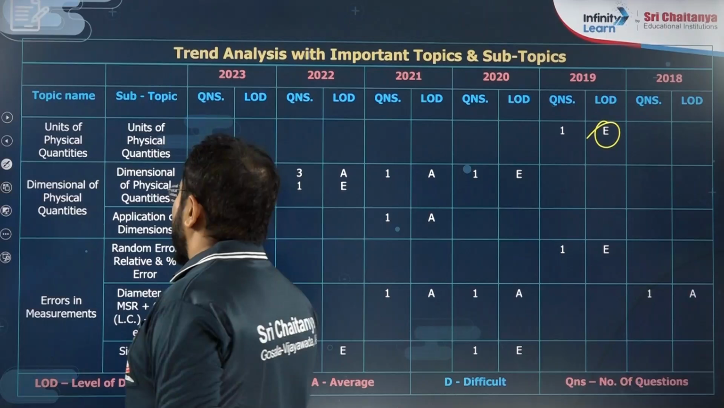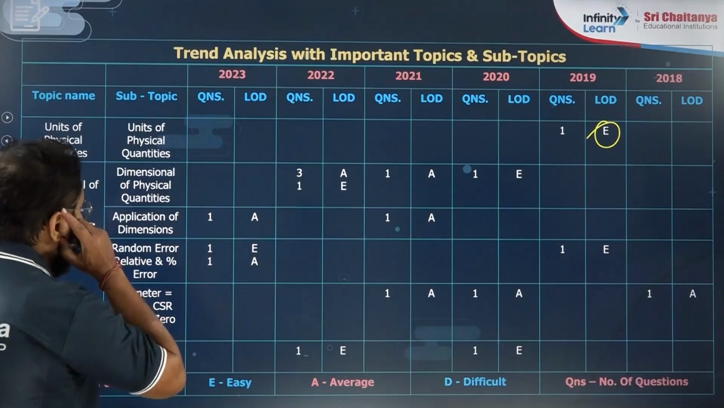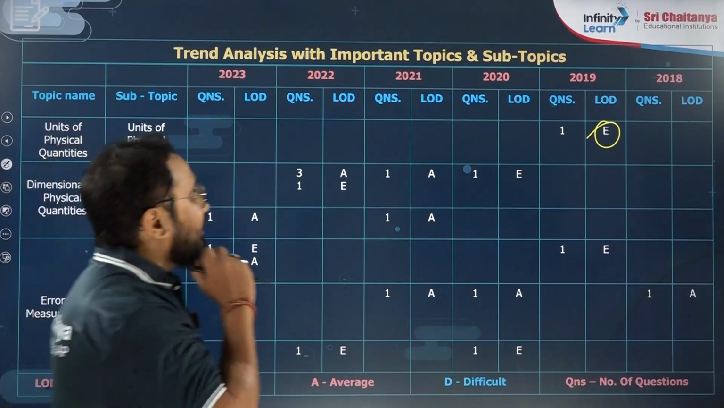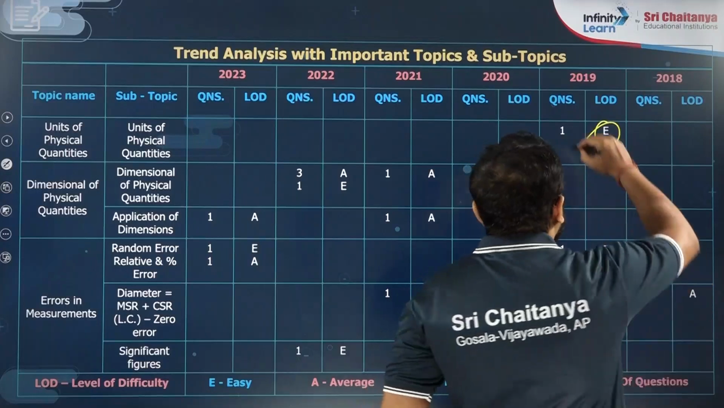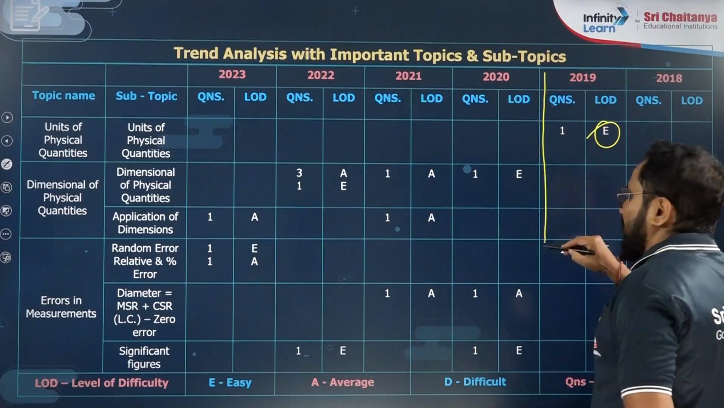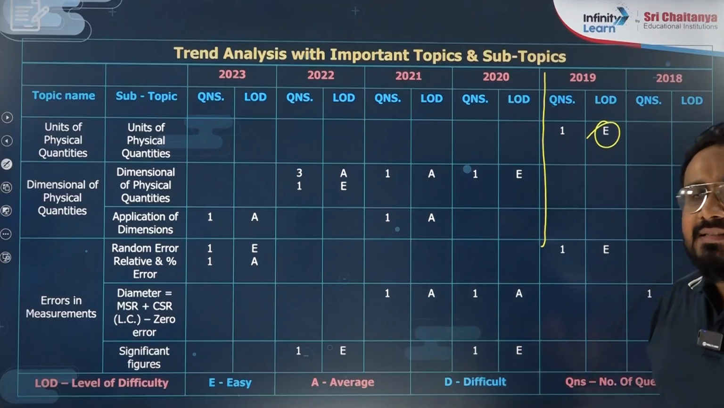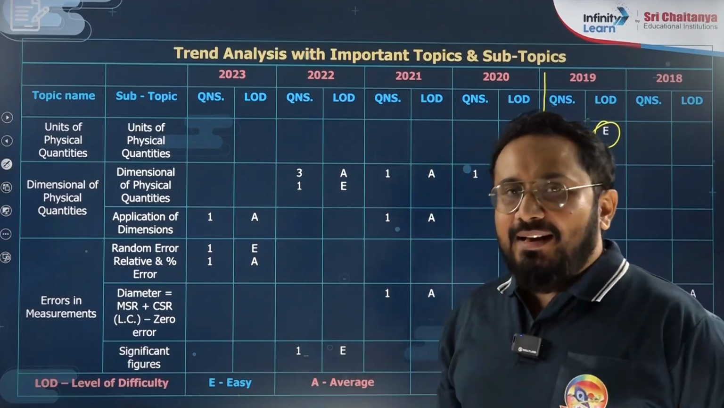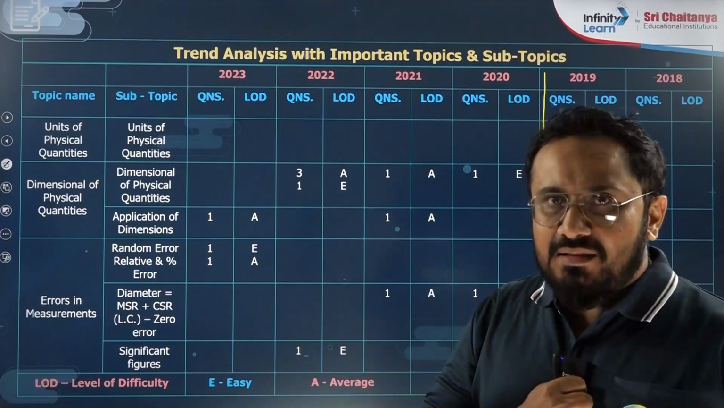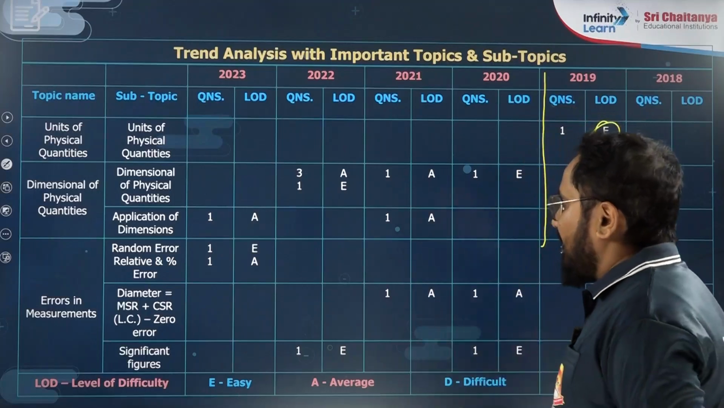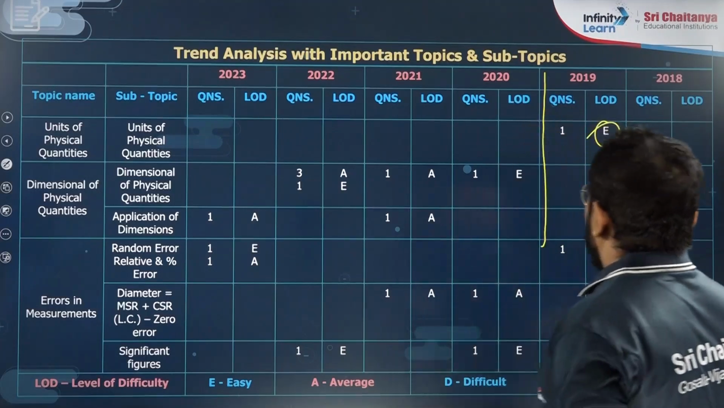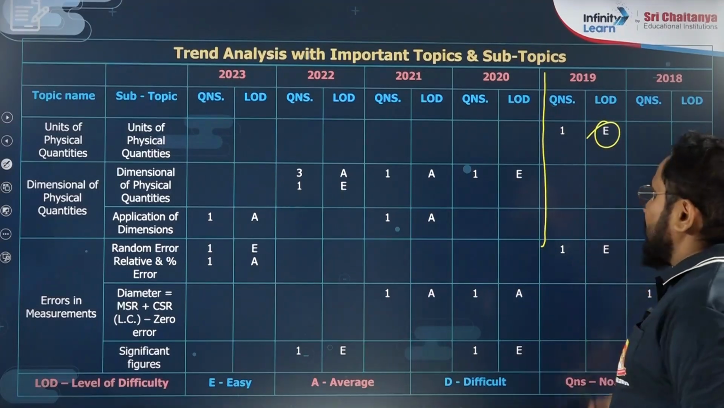Then dimension analysis, dimension and physical quantities. How many questions were there? Before 2019, they never asked any question from this topic, the dimension of a physical quantity. It means they never asked any dimension directly, like give the dimension of magnetic flux, or the application of dimension. In 2018 and 2019, there was no question.